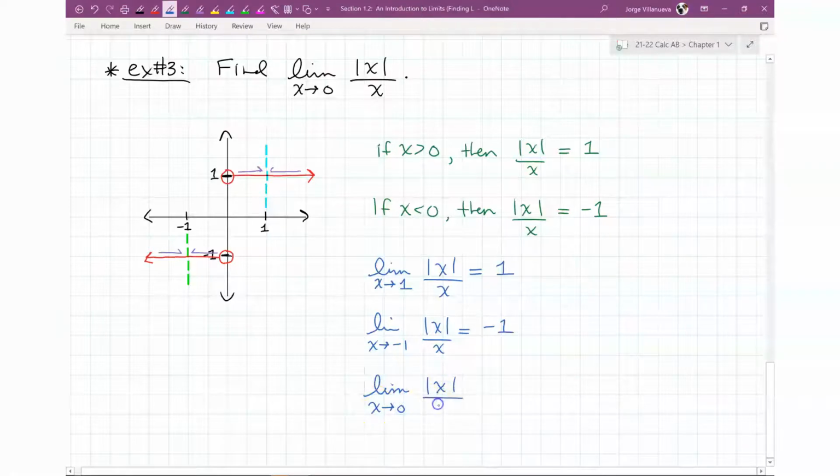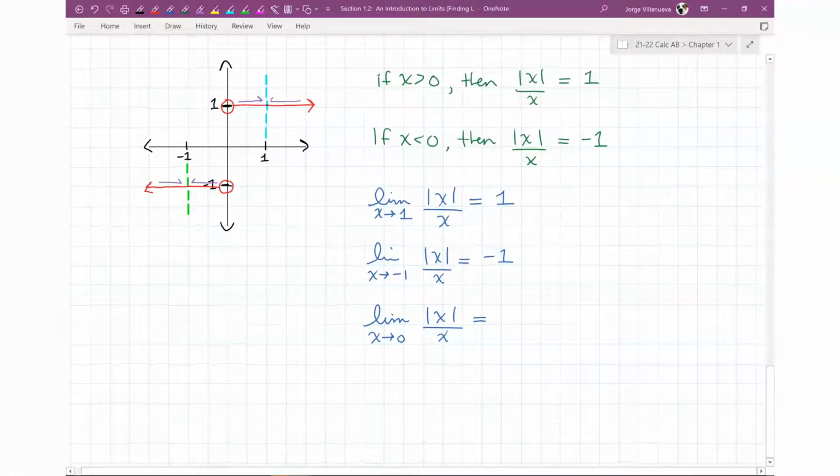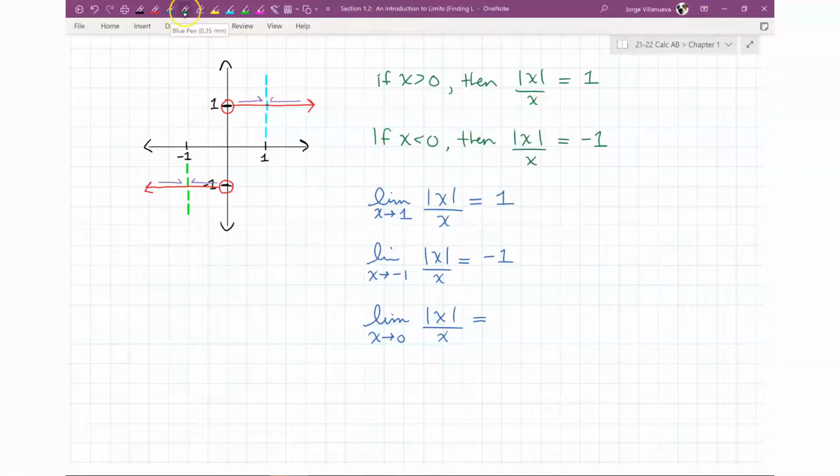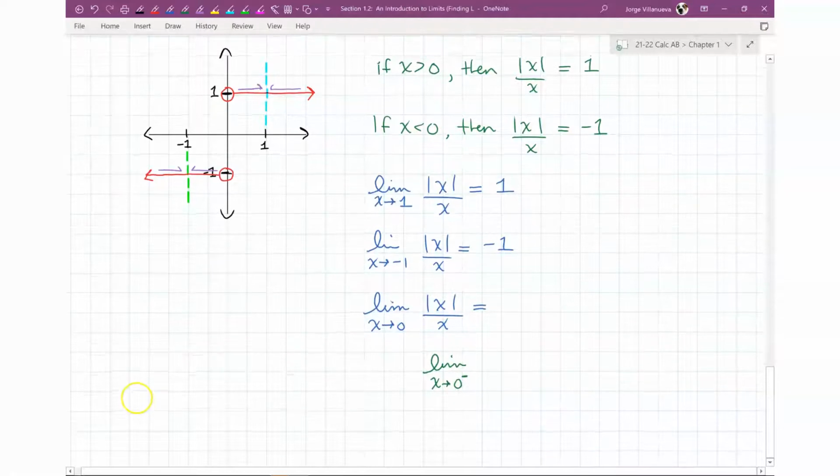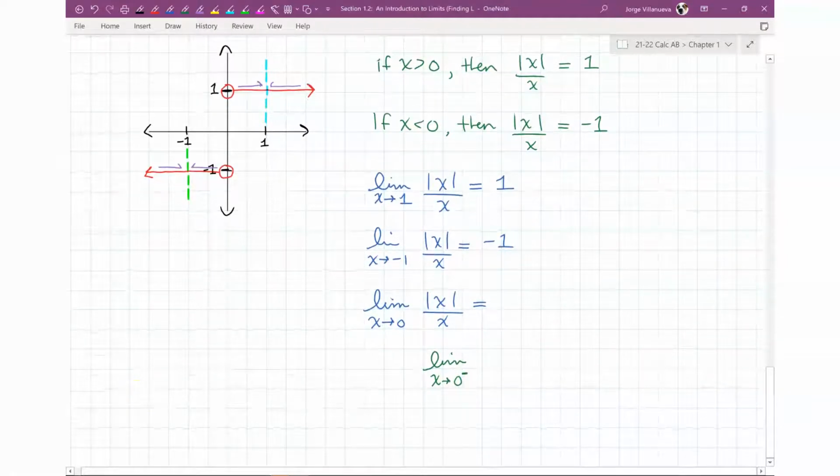What about as you approach 0? Undefined, yeah. Now, how can I prove it? I got to show that the left and the right side limits don't match, right? So let me do that. Let me show that the left and the right sided limits do not match. Limit as x approaches 0 from the left side. So I'm going to show you guys some notation, okay? The minus sign as a power means left. A plus sign means right. Okay?